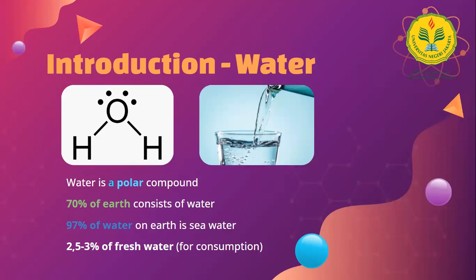And I am going to tell about the facts of water. 70% of Earth consists of water. Most, or about 97% of water on Earth, is seawater, which we cannot consume directly. And only about 2.5 to 3% of fresh water is ready for consumption.